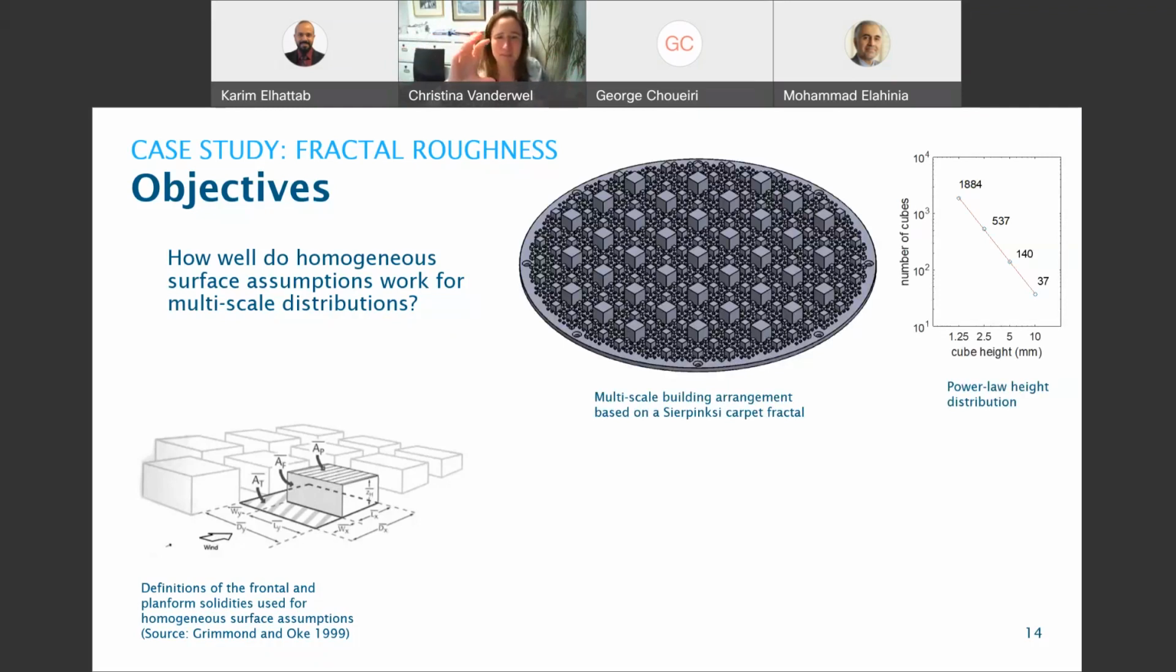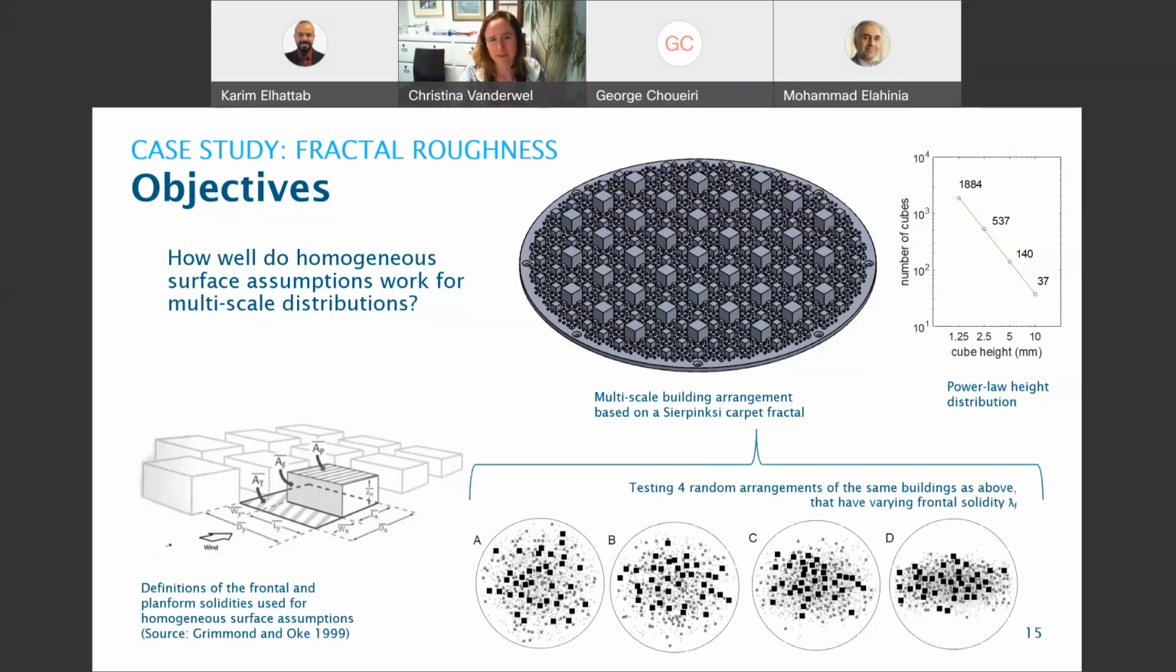It has big buildings and then smaller buildings and smaller buildings following a power law height distribution in a fractal pattern. And you'll see this is essentially a Sierpinski carpet fractal that I've arranged these buildings in. So we're taking this model and now taking it in the wind tunnel to see what the flow profile is like. But not only did we study the organized pattern, I also took the exact same number of buildings and then rearranged them in 4 random arrangements. So I called that A, B, C, and D.